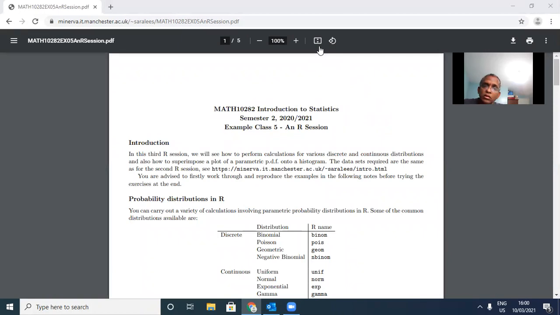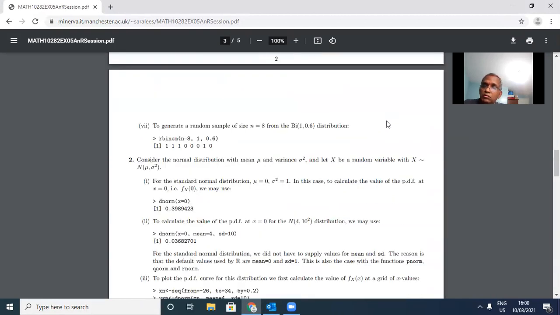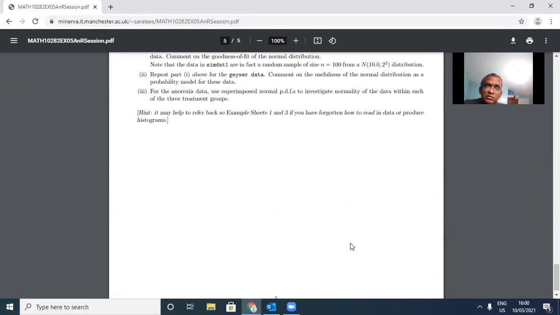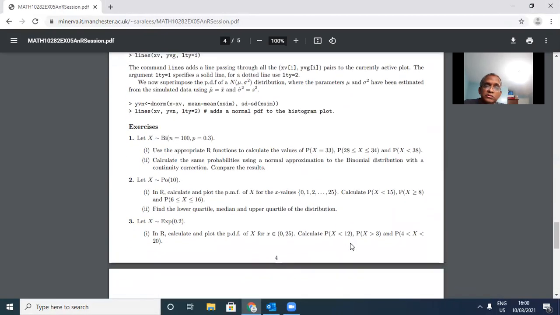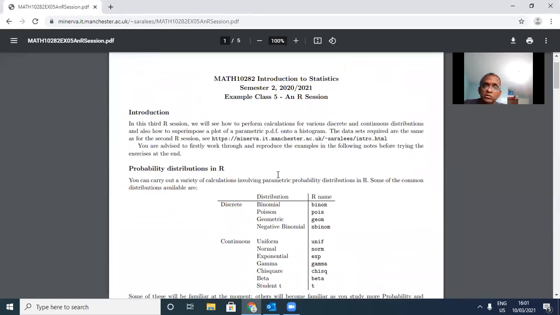All right. So this tutorial sheet is mainly to do with distributions. So as usual, I will take you line by line, and also at the very end there are five exercises. I will try to do as many of them as I can, depending on the time. Okay, guys. All right. So let's go to page one of the tutorial sheet.